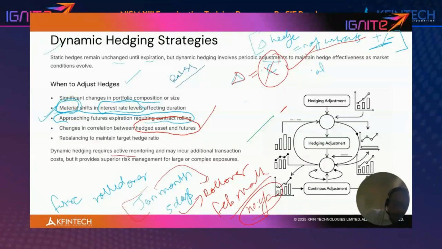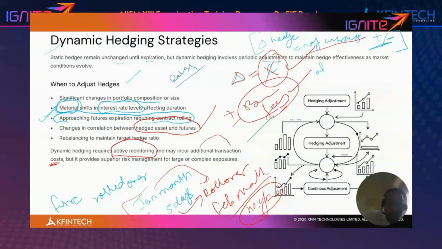Dynamic hedge requires active monitoring because you are continuously changing the portfolio value, the portfolio hedge, in the number of contracts. Obviously, it will attract additional transaction cost. Why? Because every time you buy or sell, there will be some brokerage, some fees, extra, etc. But it provides superior risk management for large and complex exposure.